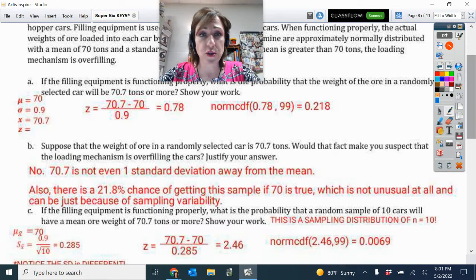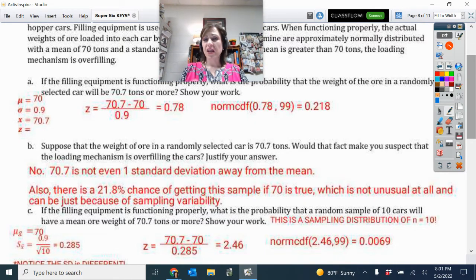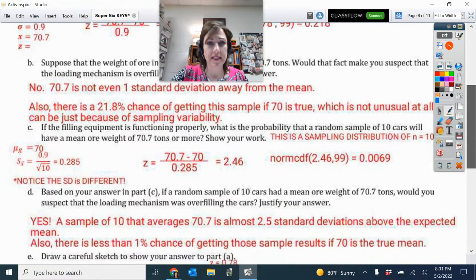So a couple of ways you could have supported question B. No, it's not unusual because it's not even one standard deviation away from the mean. Also, there's a 21.8% chance of getting that sample or something more extreme if 70 is the center. Not unusual at all. That could just be sampling variability. See that idea of that p-value kind of idea.